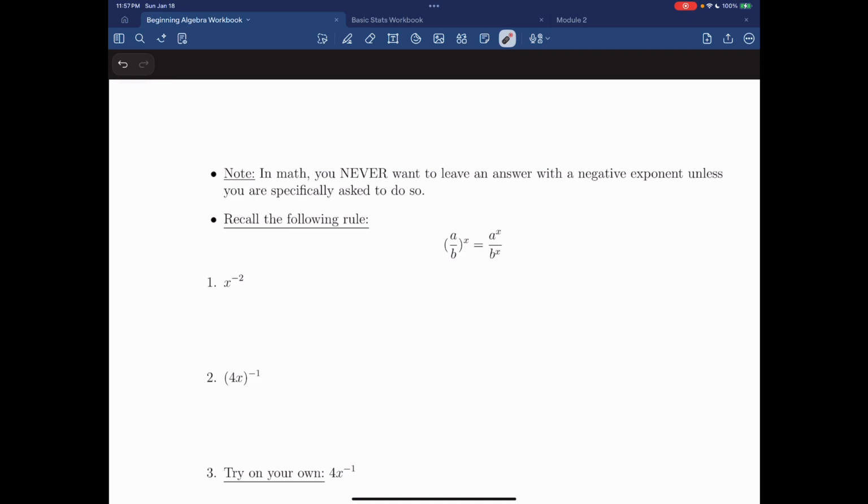And then also, recall this rule. Whenever you have a whole fraction raised to some power, that power gets distributed to the a and the b. So we get a raised to the x power divided by b to the x power. So for example, number 1, we have x raised to the negative 2 power. Using the exponent rule we discovered on the first page, this just becomes 1 over x squared. And that's your answer.